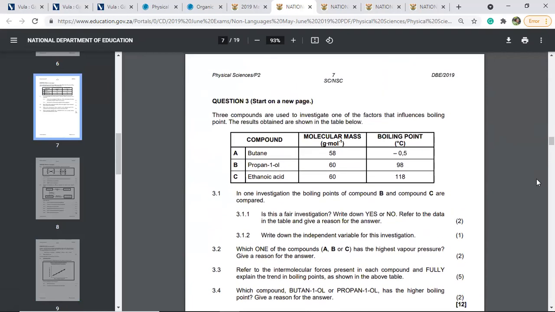Okay, question 3 states that there are 3 compounds that are used to investigate one of the factors that influences boiling point. The results obtained are shown in the table below. So we have 3 compounds here. We have butane, we have propan-1-ol, we have ethanoic acid. We have the molecular masses, which are written here, and we have our boiling points, which are written here.